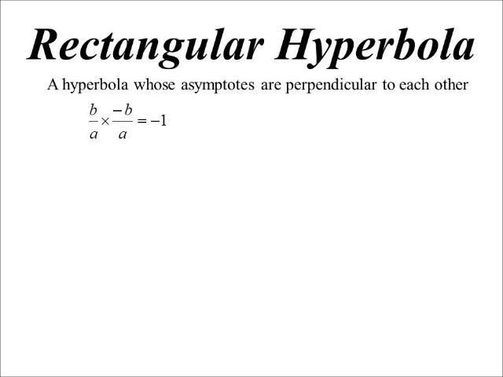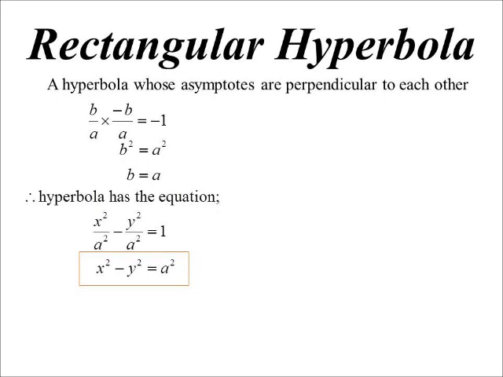Let's go back to our standard one we've been dealing with at the moment. And it's b on a is the slope of one of the asymptotes, minus b on a is the slope of the other asymptote. We're saying that they're perpendicular to each other, so they're going to multiply together to give -1. Well, if that's the case, b squared must equal a squared, so b is a. So we could rewrite the equation now to be x squared minus y squared is equal to a squared.